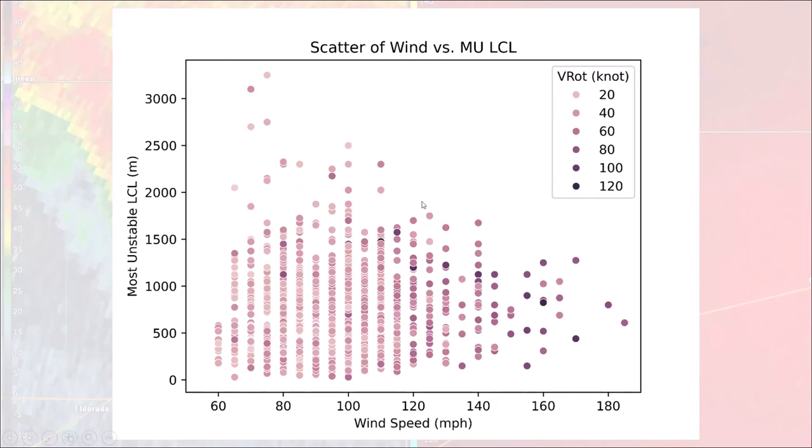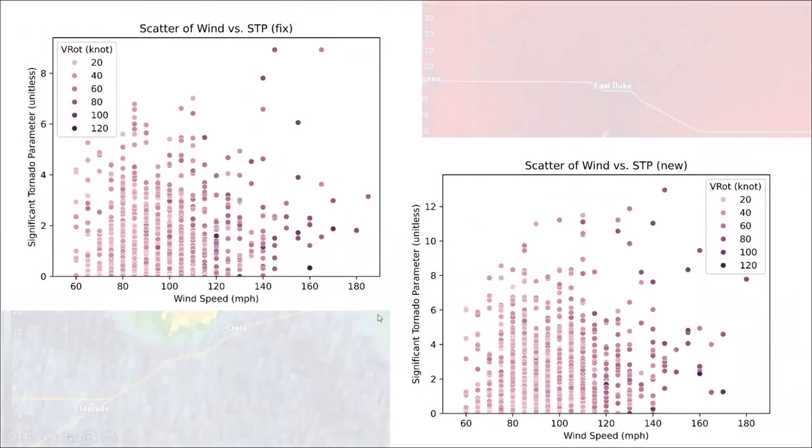There's a trend where we have generally lower LCLs, which is very intuitive for stronger tornadoes. Here's a plot that people might be interested in. It's the surveyed maximum wind speed estimated from surveys and then the STP. So we have two flavors: the fixed and the newer version of the significant tornado parameter.